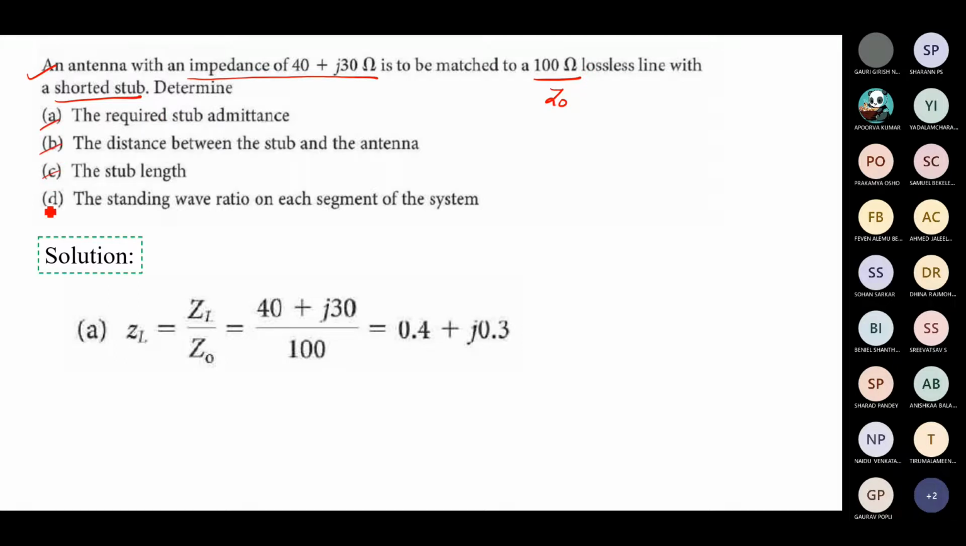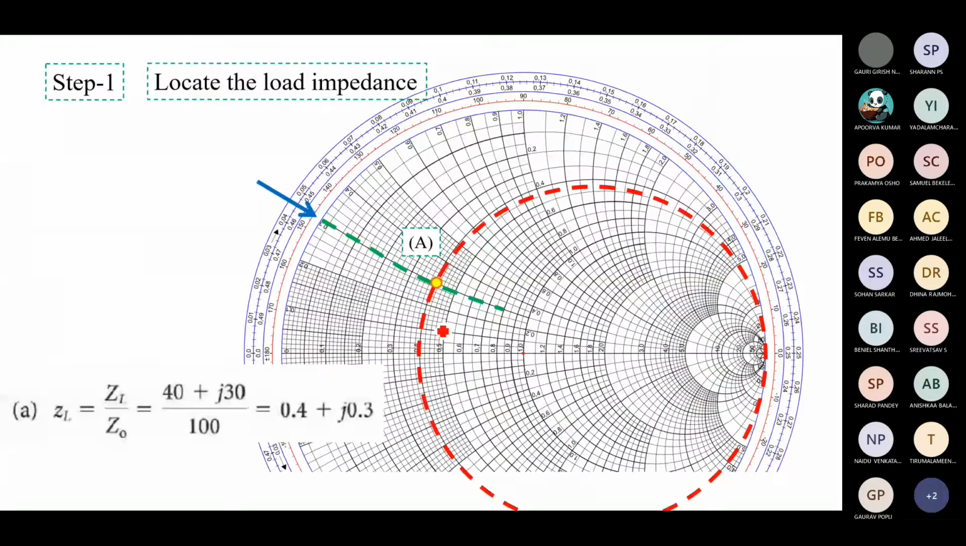So these are the list of things you're supposed to do, which is all asked here. First we are normalizing the impedance. We take the value and divide by Z0, and you get the value. So this is r circle plus j x circle. We have to locate it. First we find the r circle, which is 0.4.